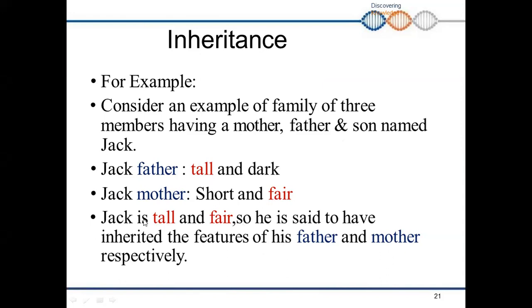Plus, there can be some additional features. He is said to have inherited features from his mother and father respectively. So tall is a feature of Jack's father and fair is a feature of his mother. So tall and fair are inherited from their father and mother, and there can be some additional features. So that is inheritance.